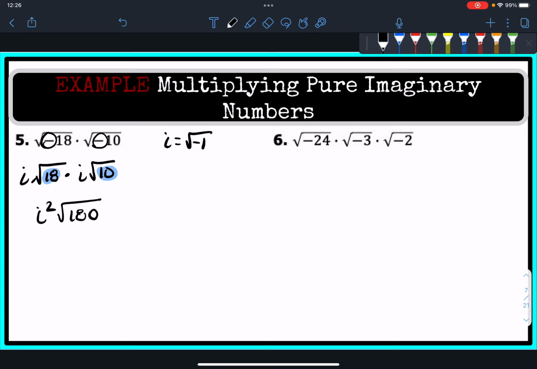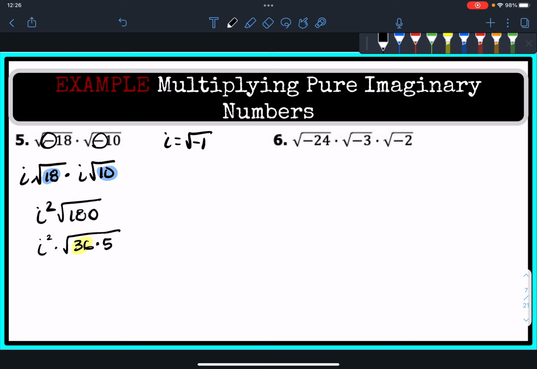Now to simplify this, 180 can be broken up into the factors of 36 and 5. I was just double checking. So if I break up the value of 180 into the factors of 36 and 5, 36 happens to be a perfect square, the biggest perfect square factor.